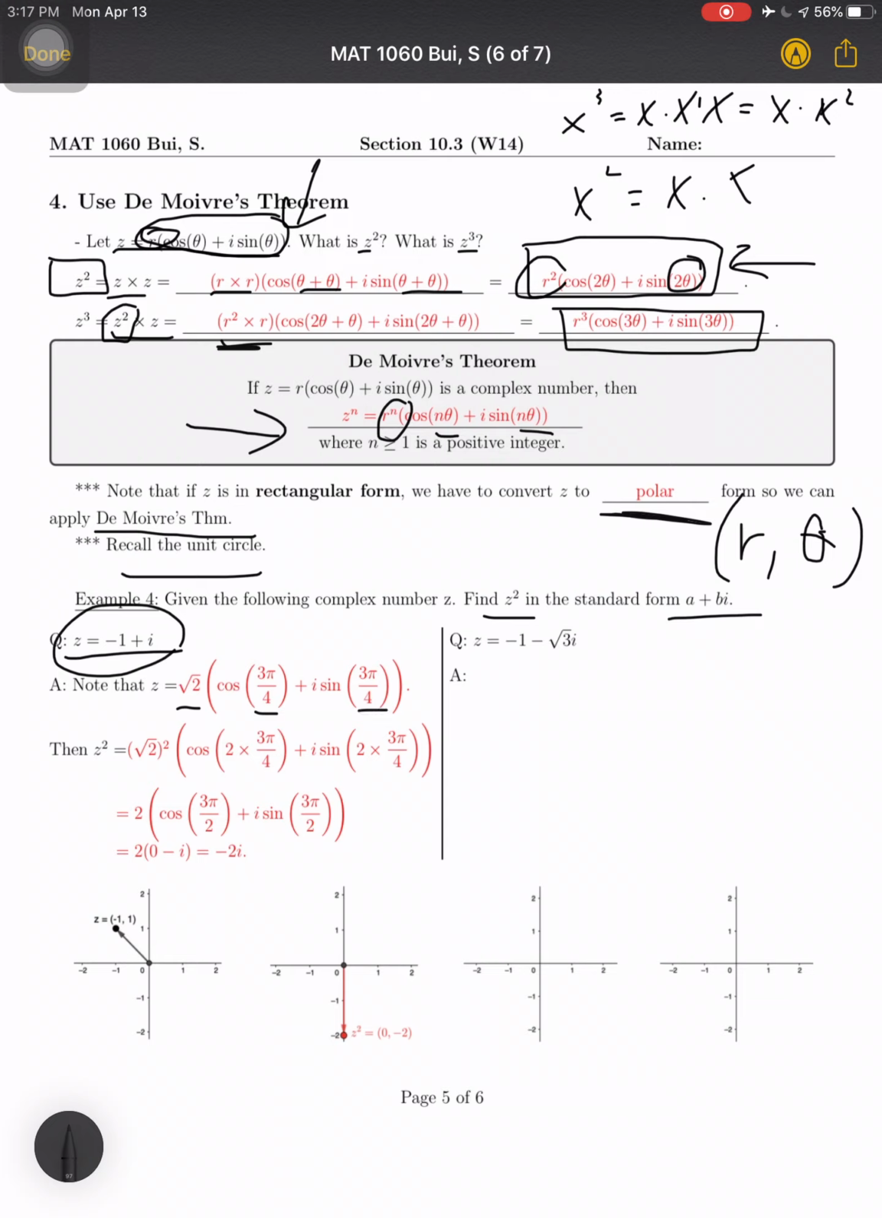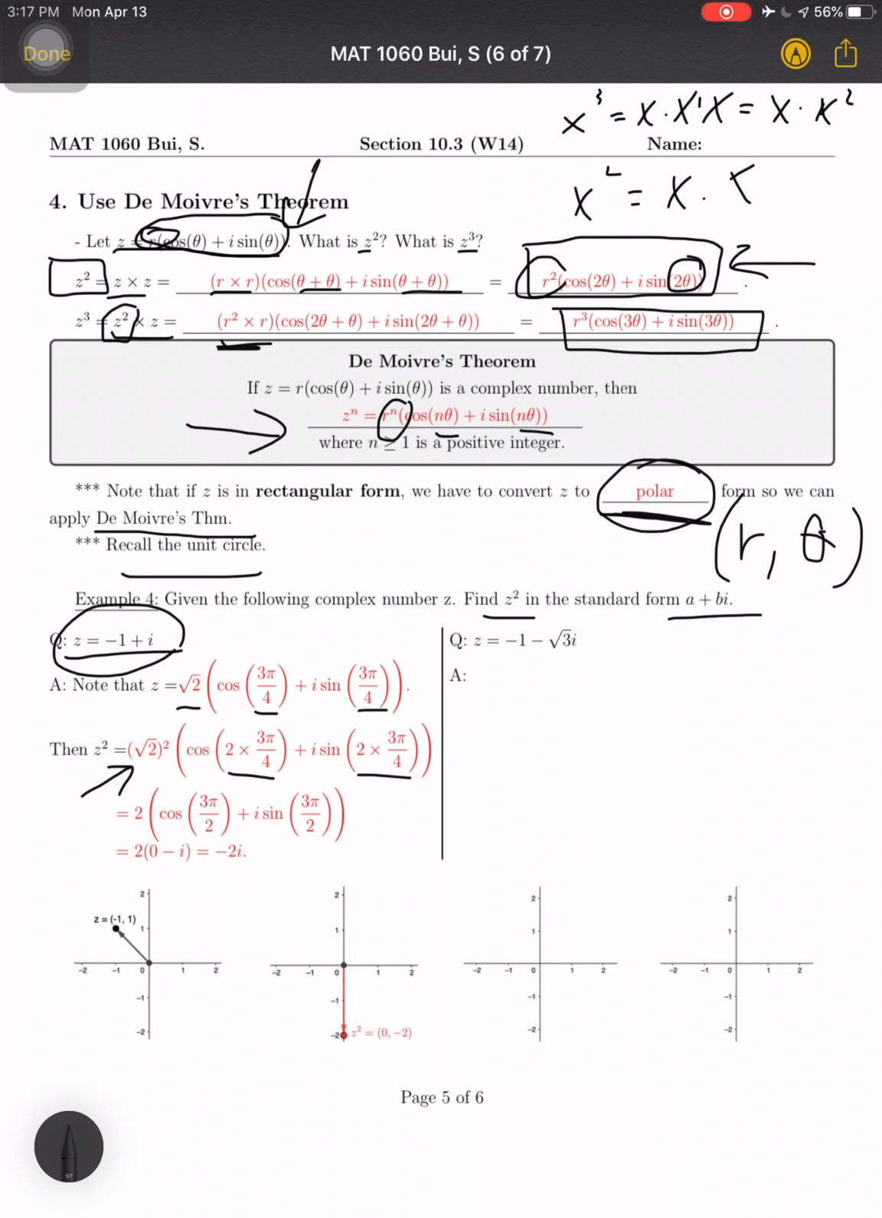Okay, and after that, now that it's in the polar form already, we can use De Moivre's formula in here. So for z squared, we have to square the radius in here. And as for the angle, we're going to double it by 2 because we're looking for z squared, right?